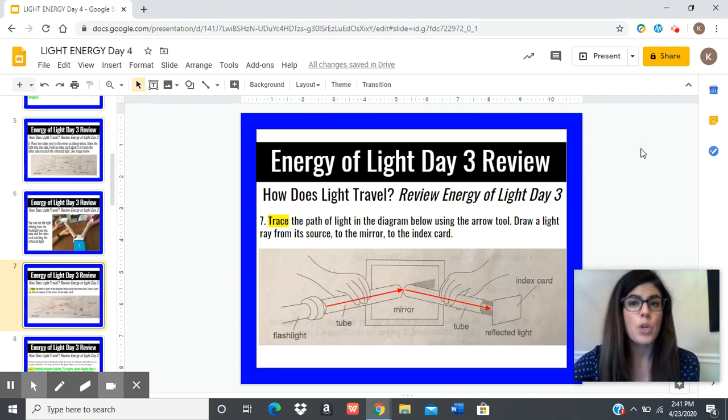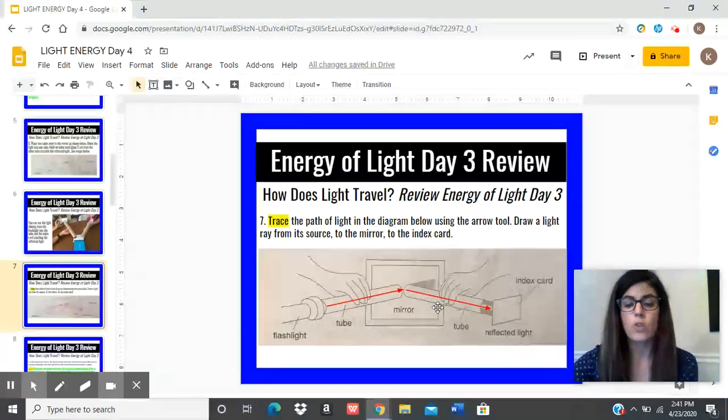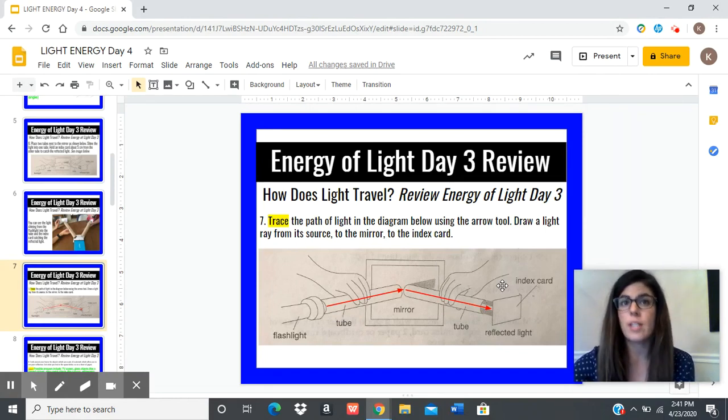For step 7, you were asked to trace the path of light in the diagram below using the arrow tool. Draw a light ray from its source to the mirror to the index card. Look at the red arrows I added to my slide to show the path of light. The beam of light leaves the light source, which is the flashlight. It travels through the first cardboard tube, hits the mirror, reflects at the same angle it strikes the mirror, travels through the second tube until it hits the index card. You may have needed to move the mirror or the tube to correctly track the path of light to the index card.